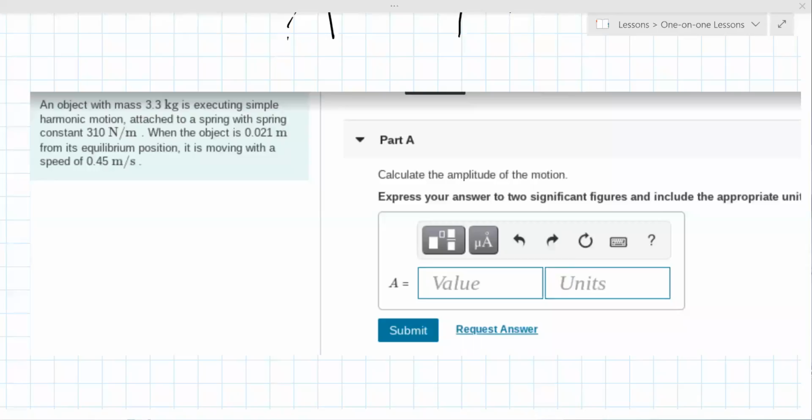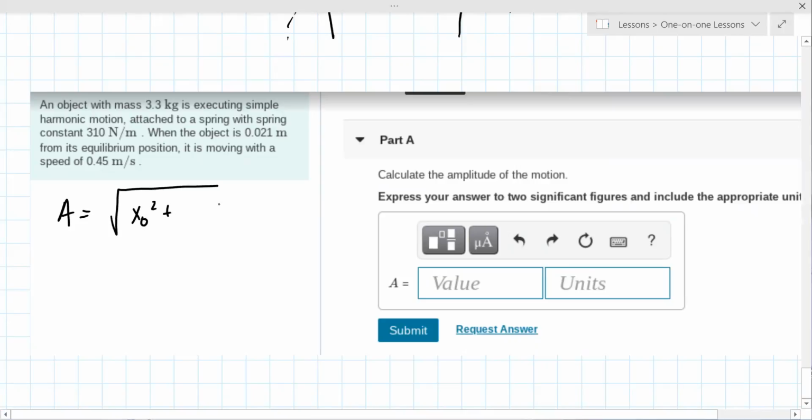This one's okay. Is this kind of an early on question or a more difficult one in the unit? This is kind of an early on question. Okay. So the amplitude is equal to the square root of x0 squared plus v0 squared over w squared. Maybe you've seen that in class. So we have some of those values.